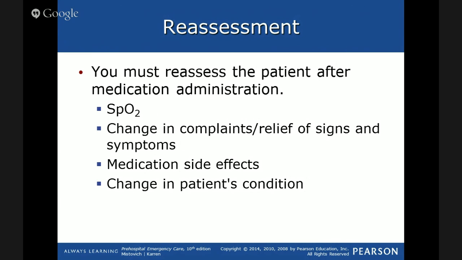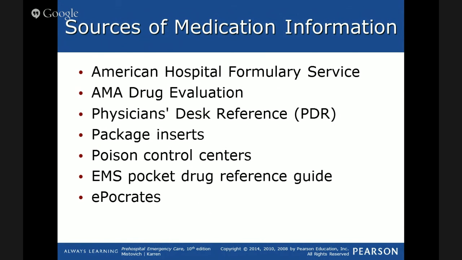We've got a change in complaints, relief of signs and symptoms. We're looking for medication side effects, both the ones that we anticipate and the ones that we don't. I always tell people, hey, this nitroglycerin is going to give you a headache. There's not a whole lot we're going to be able to do about it. It's kind of a given, but I do need to know about it so that we can document the fact that you got it. So any side effects, make sure you're documenting, whether you expect them to happen or not. Just because we expect everybody to get a headache with nitroglycerin doesn't mean we forego documenting it. Does that make sense? And then any other changes in patient's condition.